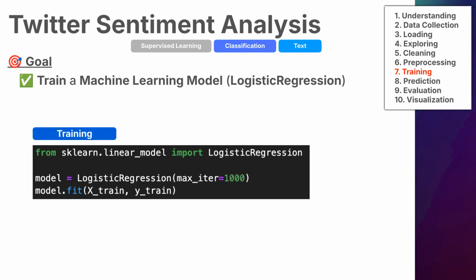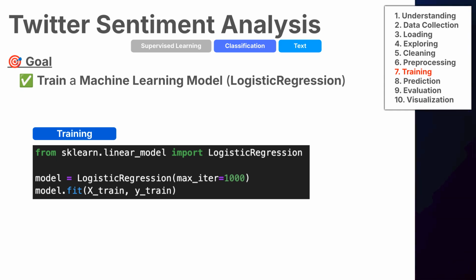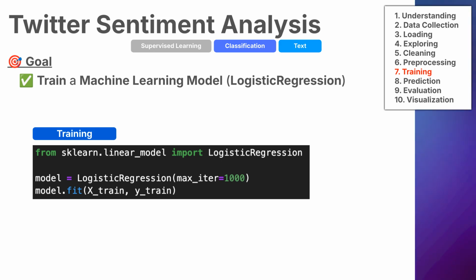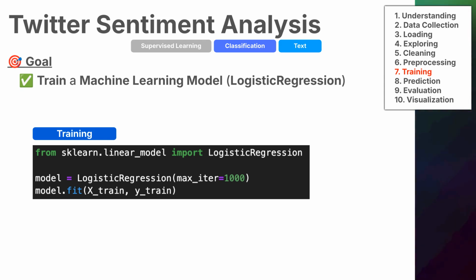Let's use logistic regression as a model. Logistic regression is a simple but powerful classifier that works well for many text classification problems. Despite its name, it is commonly used for classification tasks, not regression. It finds the best boundary between classes based on the input features, the TF-IDF values.